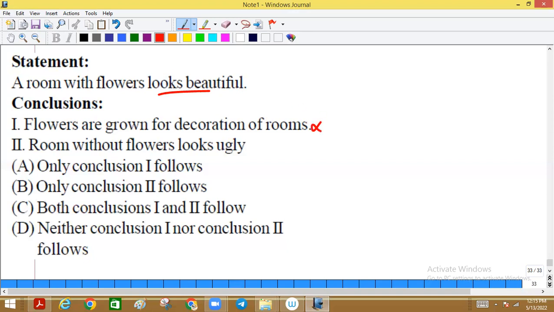Room without flowers looks ugly. He said that a room with flowers is beautiful. That's what he's saying. Without flowers, do you know? We don't know. It maybe looks beautiful also. It may be still more beautiful without flowers. We don't know. So is it correct or wrong? Wrong. So the answer is neither one nor two.